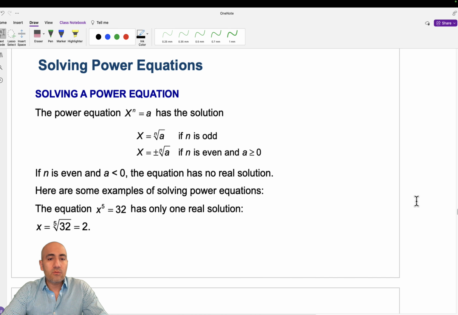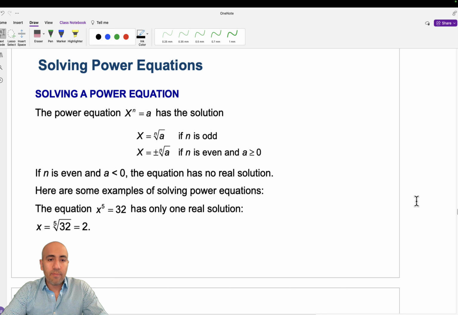So x equals the nth root of a if n is odd, and it has plus or minus the nth root of a if n is even. If n is even and a is less than 0, the equation has no real solution. Here are some examples of solving equations.